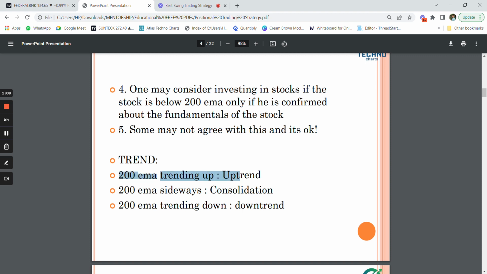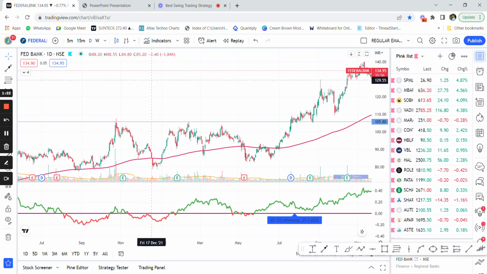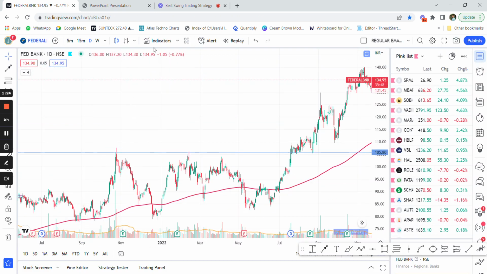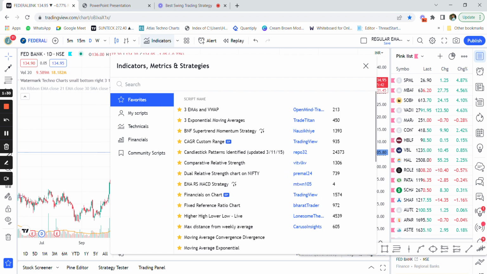Whenever the stock is trading up and the 200 EMA is trading up, it is known as an uptrend. Whenever the 200 EMA is sideways, it is known as a consolidation period. And whenever the 200 EMA is trading down, it is a downtrend. Let's understand on the chart how we apply the 200-day moving average.